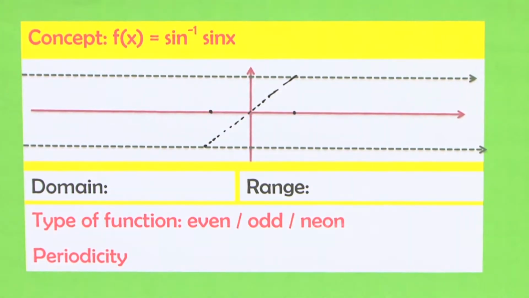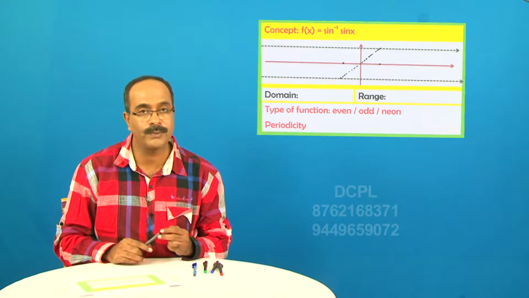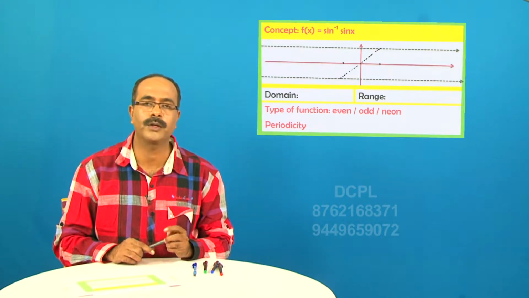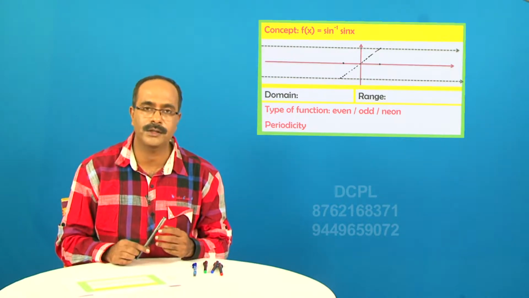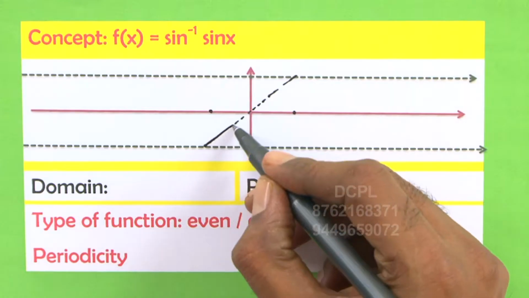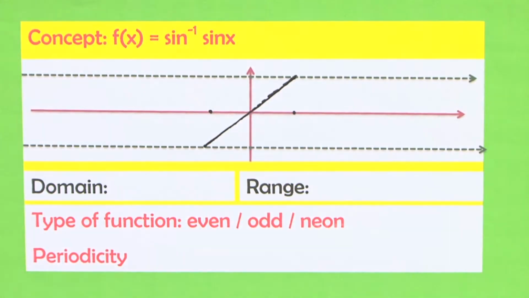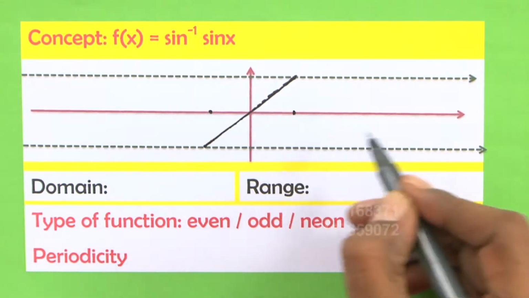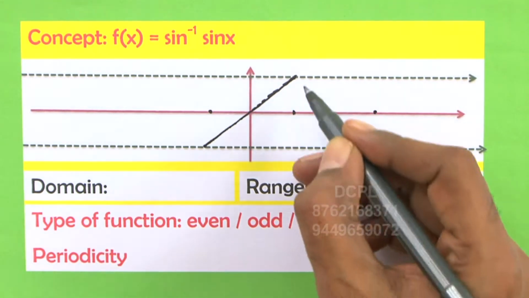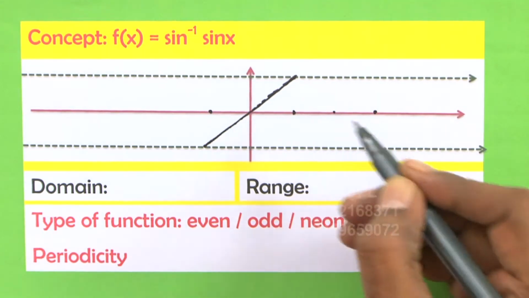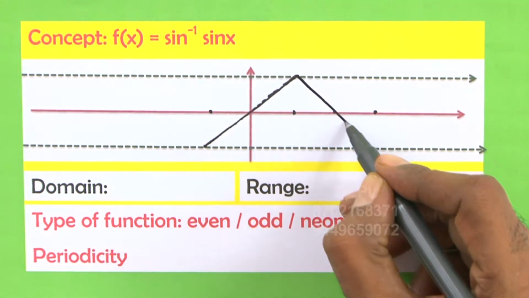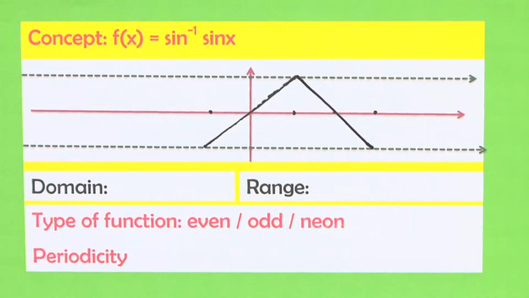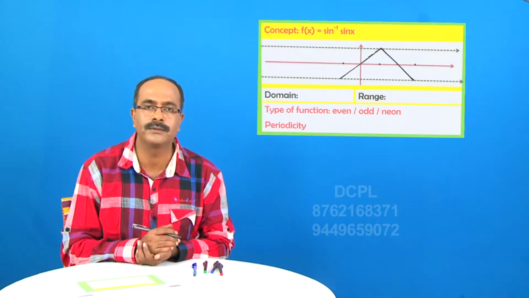Right? You can easily prove this. When x belongs to minus pi by 2 to plus pi by 2, sine inverse of sin x is clearly equal to x. From pi by 2 to 3 pi by 2, it is pi minus x. How can you say that?